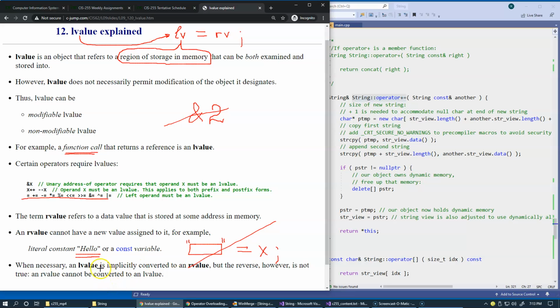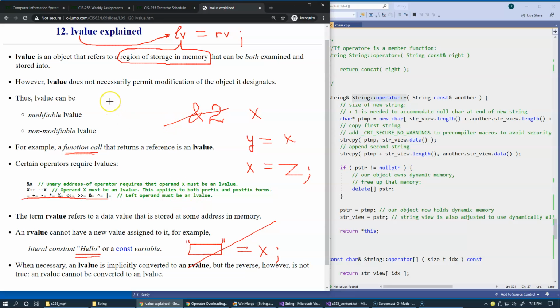So when necessary, an lvalue can be converted to an rvalue. That's not a restriction. Think about a normal variable like X. It can be used as Y equals X. In this case, this lvalue is used as an rvalue, but we can also say X equals Z, and then it is used as an lvalue. So the implicit conversions are not restricted, and we discussed that the opposite is not possible already.